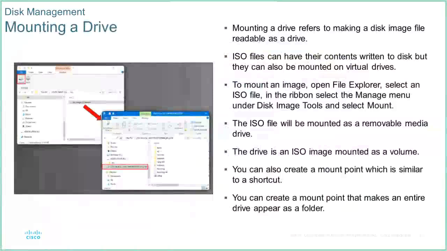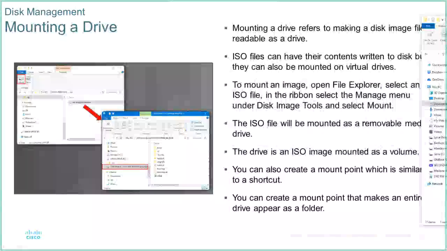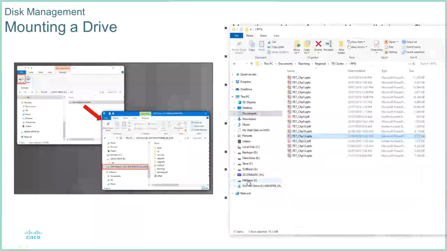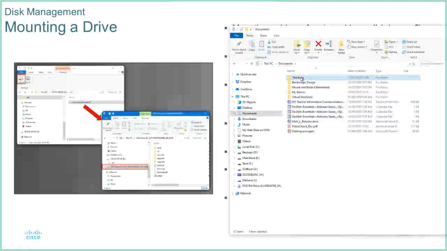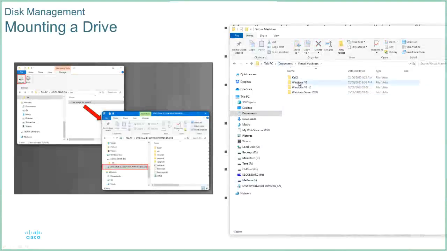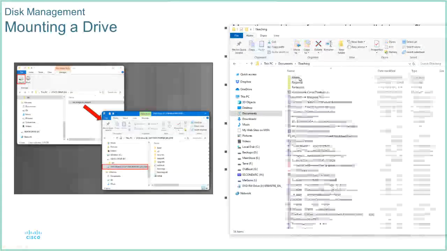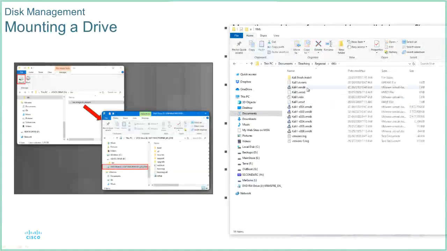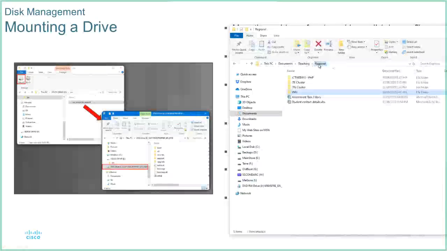Mounting drives can be done through the Explorer, and it's very good if you've got ISO files, which I actually do. I've got lots of them. For example, in our virtual machines, where did I copy them? Have I not copied them back down?